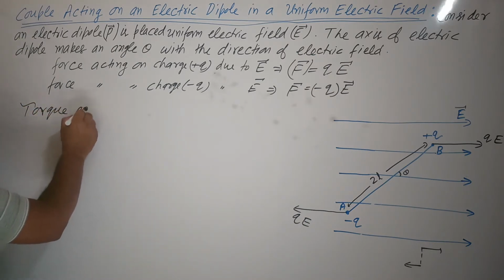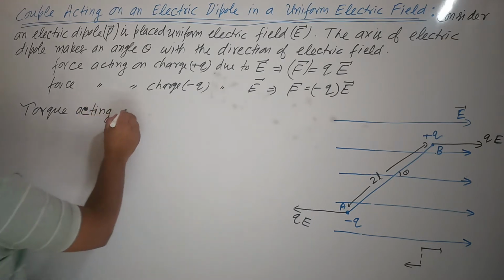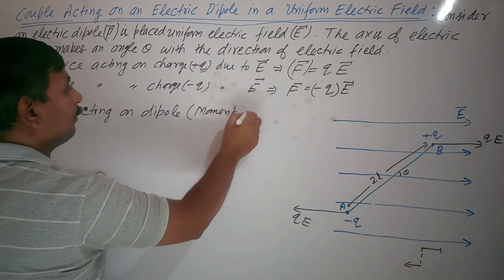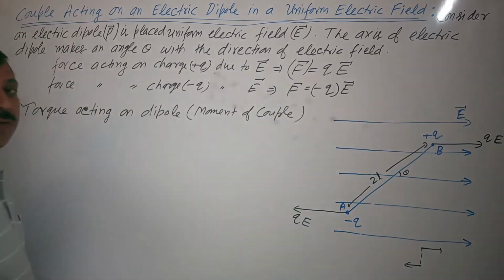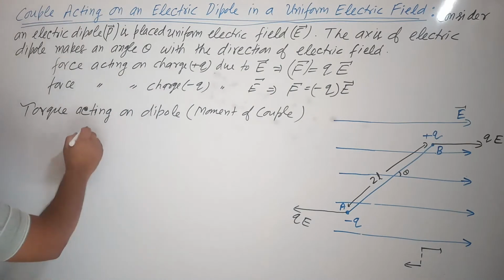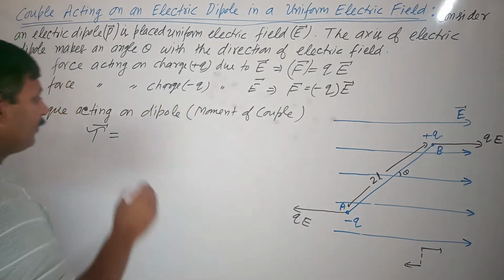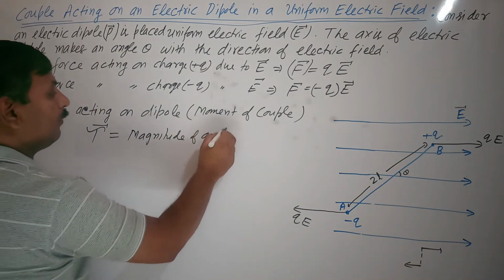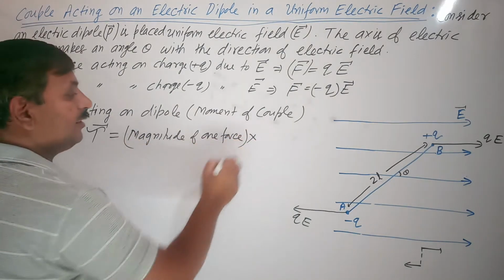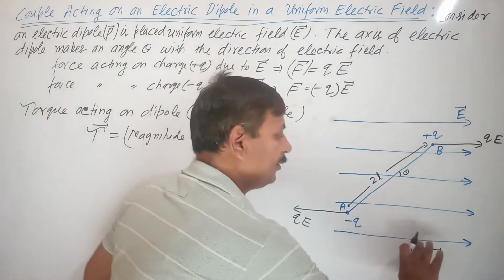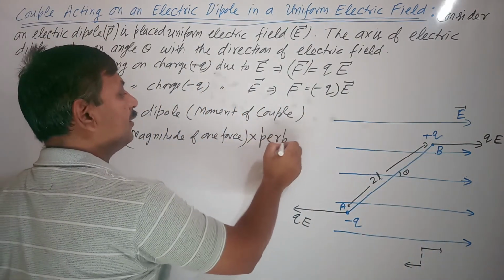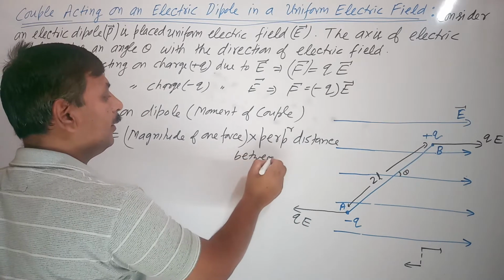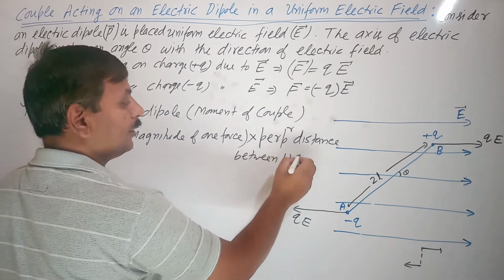Torque acting on dipole, उसी को हम क्या कहते हैं बच्चों? मोमेंट ऑफ कपल. ठीक है, due to equal and opposite forces. तो torque is equal to magnitude of one of the forces and the perpendicular distance between the parallel forces. पैरेलल फोर्स के बीच में perpendicular distance, perpendicular distance between parallel forces.